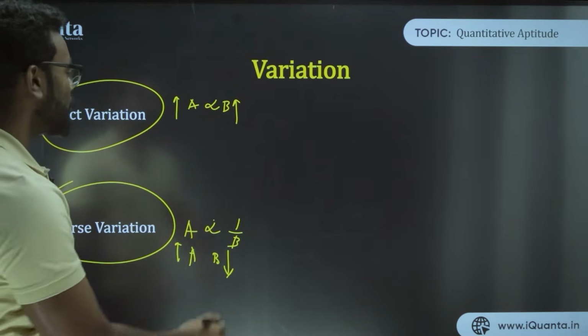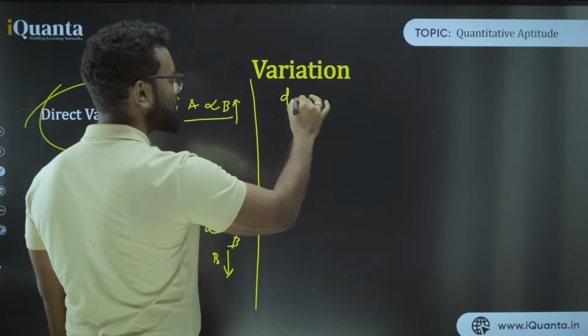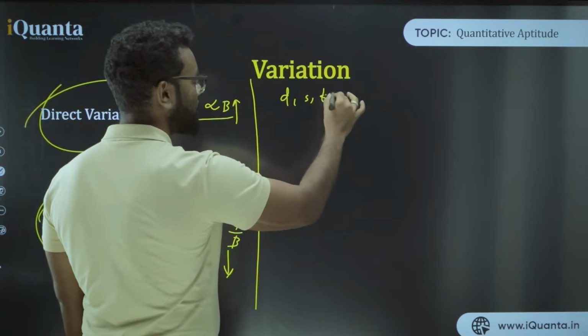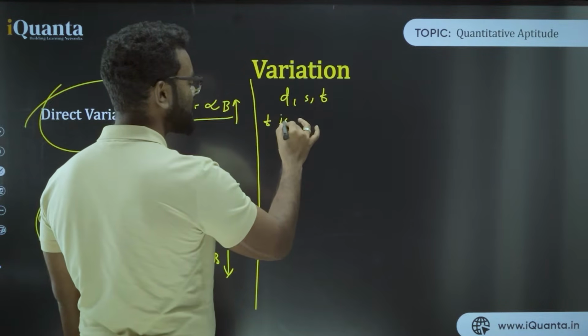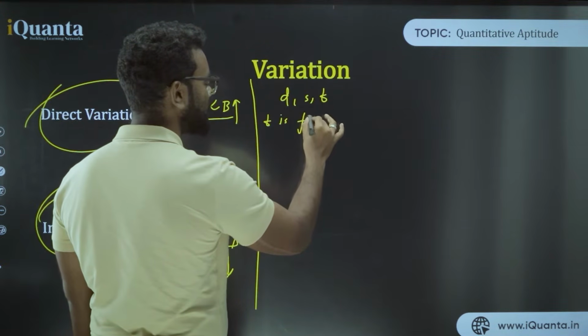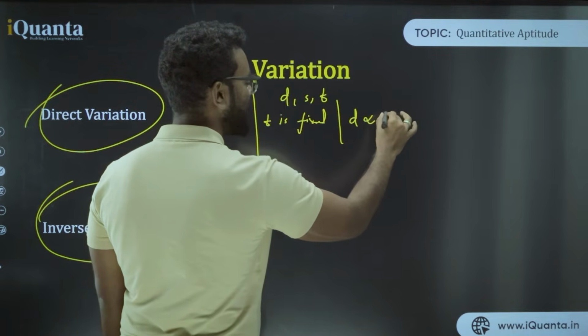Now think about it also in a very easy example. Think about distance, speed and time. Now let's say if time is fixed, what is fixed? If time is fixed, the distance is directly proportional to speed, obviously.